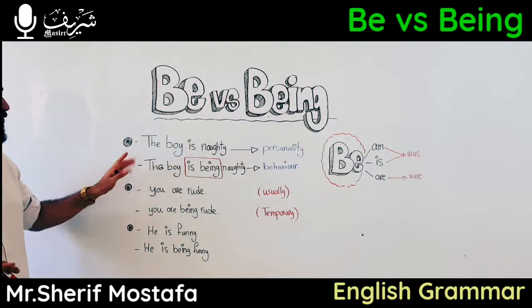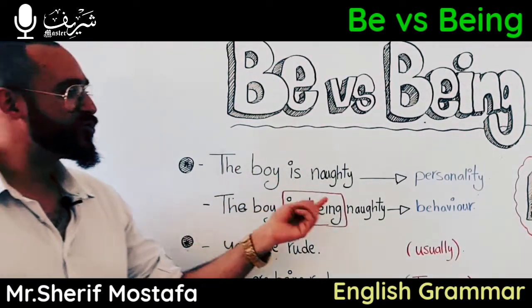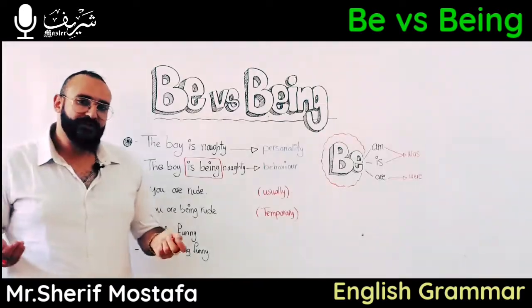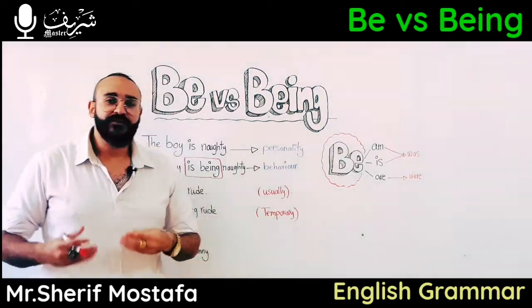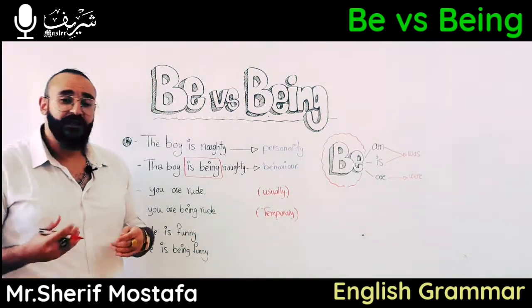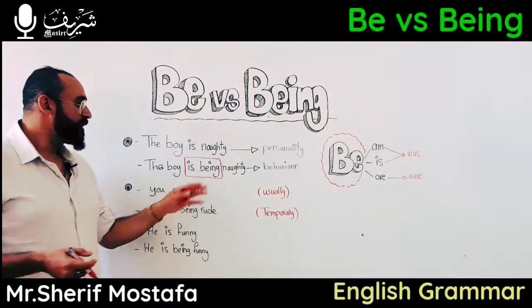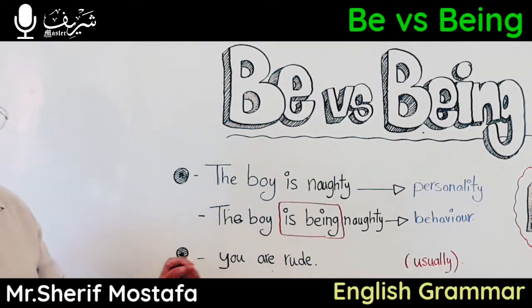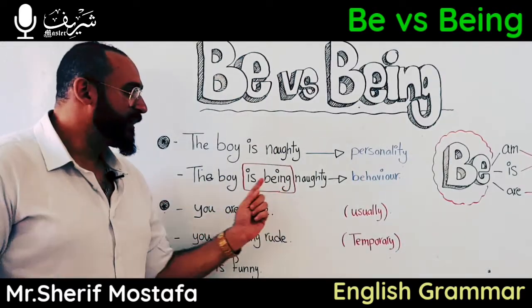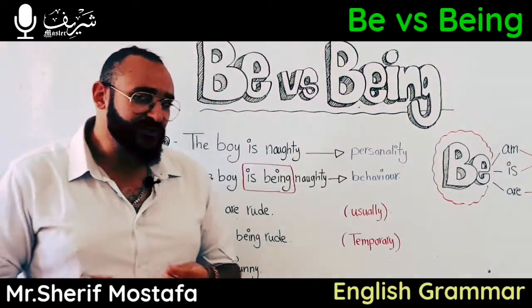So the first one, when we say the boy is naughty, it has to do with the personality. What does that mean? It means that the boy is naughty, this is the way he is. He is not acting. However, when we say the boy is being naughty, that means it's related to his behavior. So what actually is the difference?